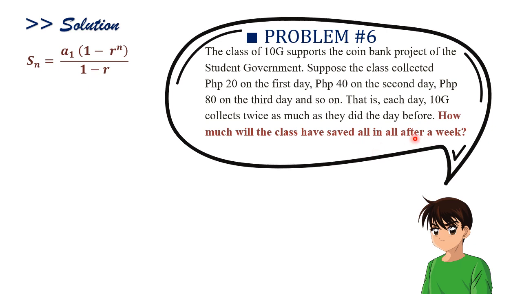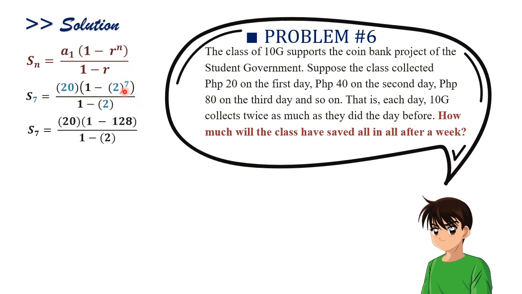Okay, so as mentioned here, after a week, the terms here are being described by day, and so we are going to find the sum in a week. So therefore, how many days in a week? So 7. Therefore, our n will be 7. So substitute all the data already. So s sub 7, and then a sub 1 is 20, our r is 2, and our n is 7 again. Okay, so let us have our 2 raised to 7.